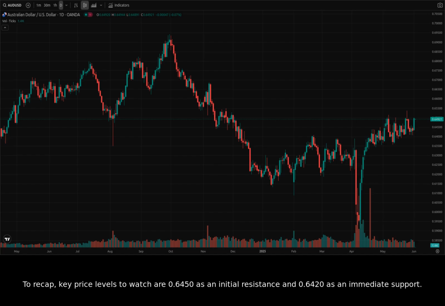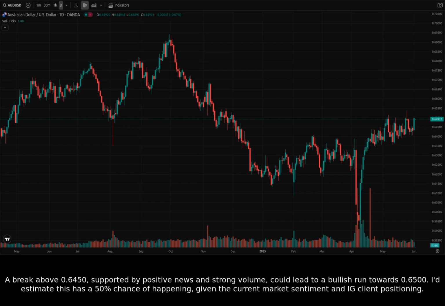To recap, key price levels to watch are 0.6450 as an initial resistance and 0.6420 as an immediate support. A break above 0.6450, supported by positive news and strong volume, could lead to a bullish run towards 0.6500. I'd estimate this has a 50% chance of happening, given the current market sentiment and IG client positioning.